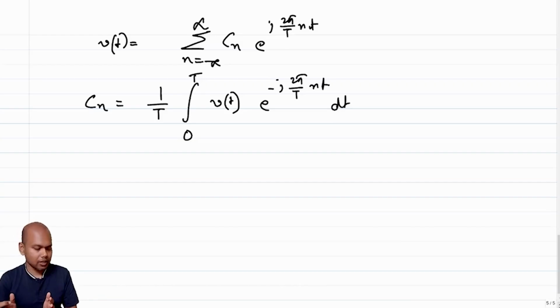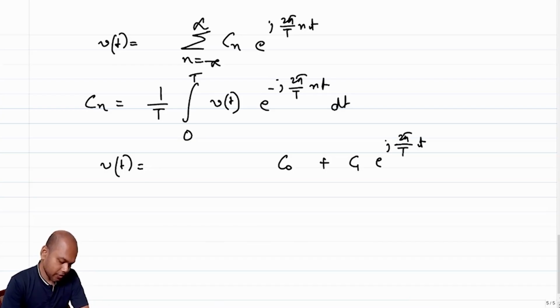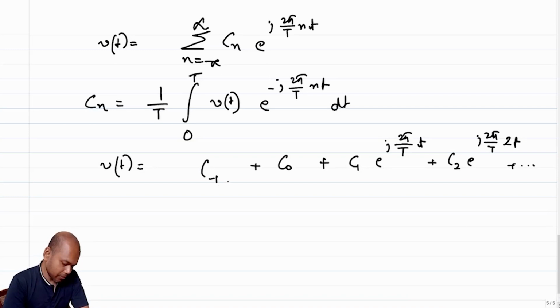complex exponentials, right? So this basically means that for v of t, when n equals 0, let's say, this becomes C0 e power j, if n equals 0, then it becomes C0. If n equals 1, this becomes C1 e power j 2 pi by T t. If n equals 2, this becomes C2 e to the power j 2 pi by T times 2t, and so on. Similarly, for n negative, this will become C minus 1 e power minus j 2 pi by T t, and so on, right?